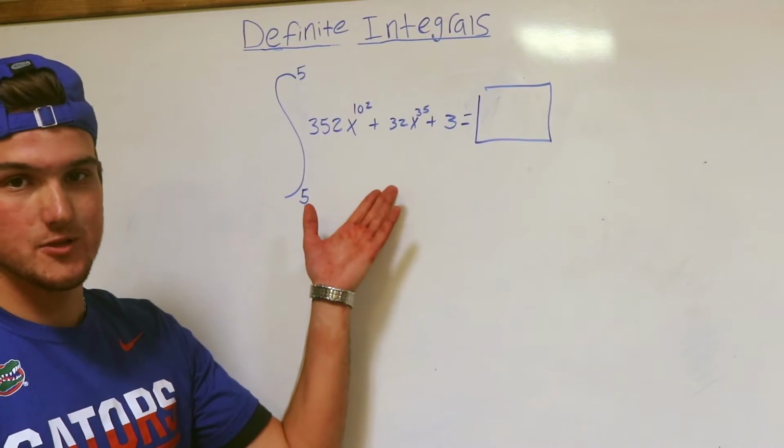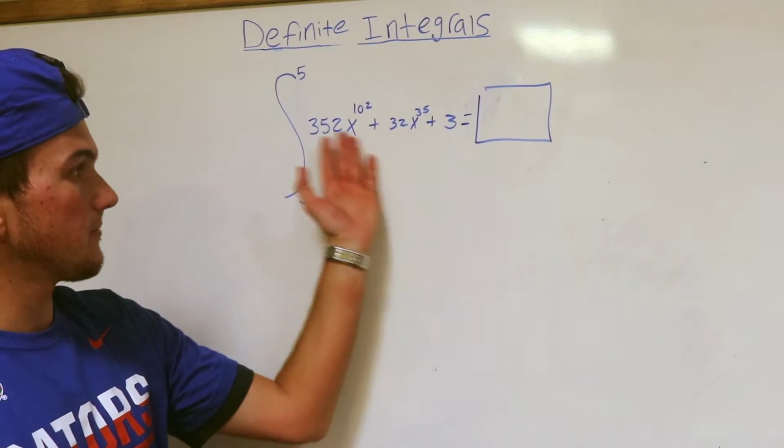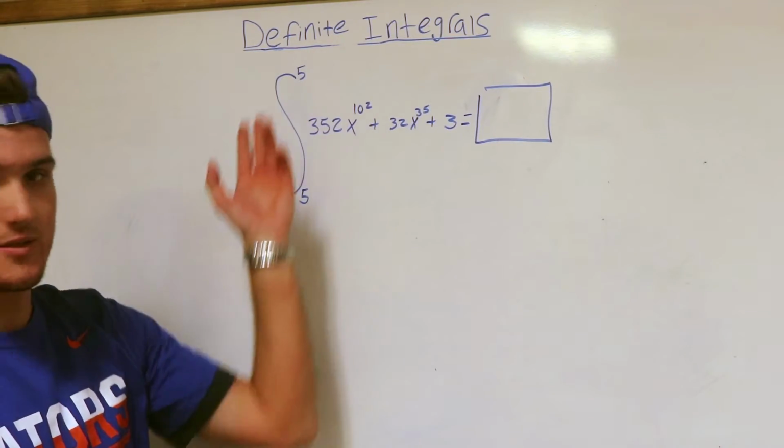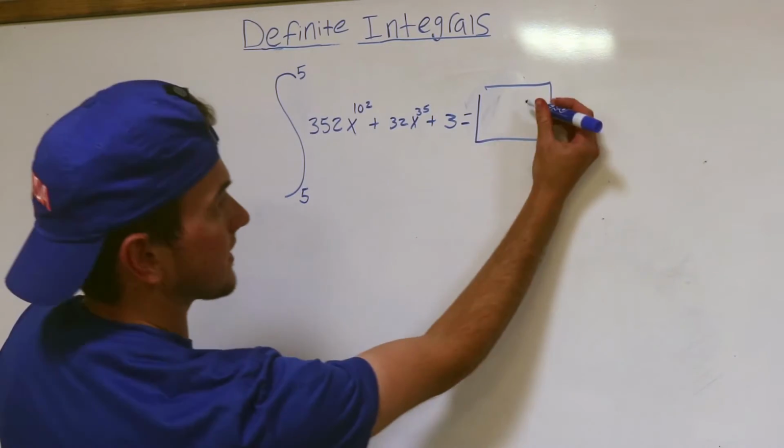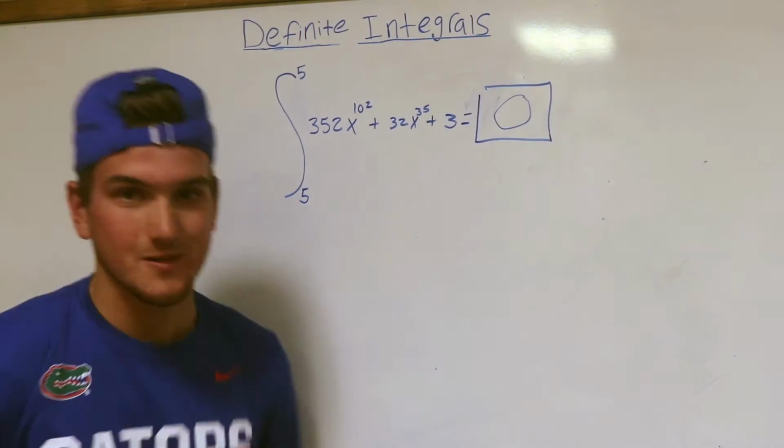Okay, this one may seem tricky, but none of this stuff right here matters because the bounds are the same, so that means there is no area under the curve to evaluate. So that's going to be an automatic 0.